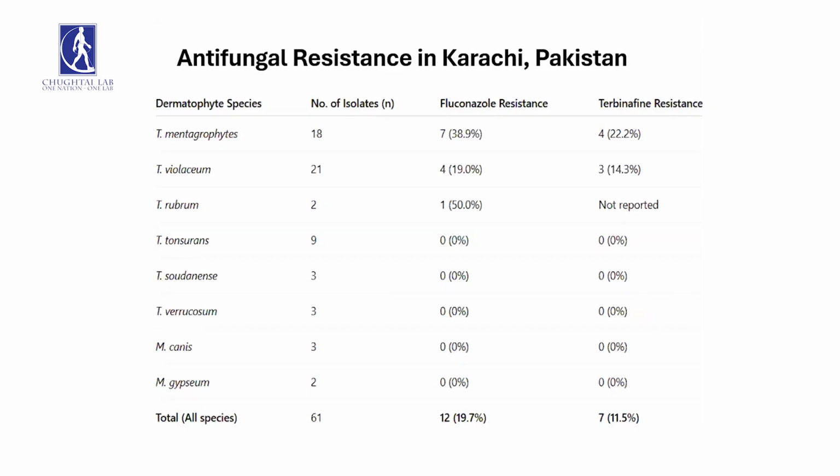So this table describes the results of a study done in Jinnah Hospital, Karachi. Of the 61 dermatophyte isolates in skin and other superficial samples, 19.7% were resistant to fluconazole, and 11.5% of the isolates were resistant to terbinafine. As you can see, Trichophyton mentagrophytes isolates were resistant to fluconazole in 38.9% of the cases, and of the two Trichophyton rubrum isolates, 50% were resistant to fluconazole.